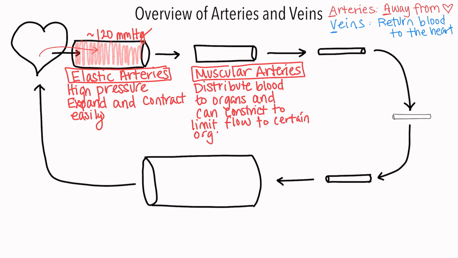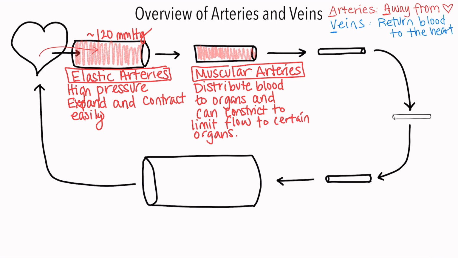So for example, when you are exercising, you're going to have a greater need for blood flow going to your muscles, right? And so your skeletal muscles, the muscular arteries within them, would be relaxed. And then the muscular arteries, like the renal artery going to a kidney, could constrict just a little bit to decrease blood flow through your kidneys while you're exercising, because at that point, cleaning your blood is not a priority.